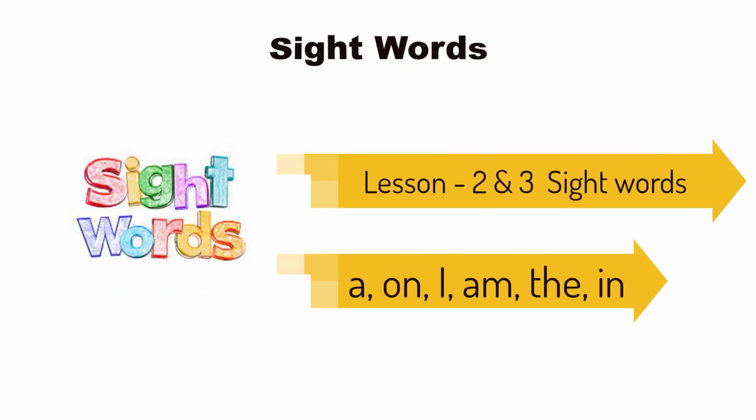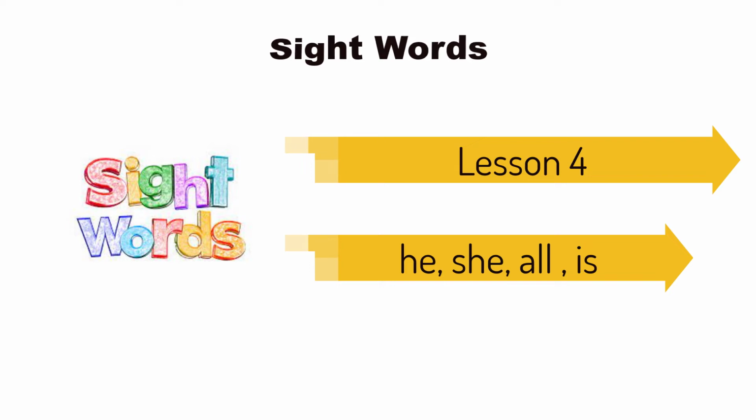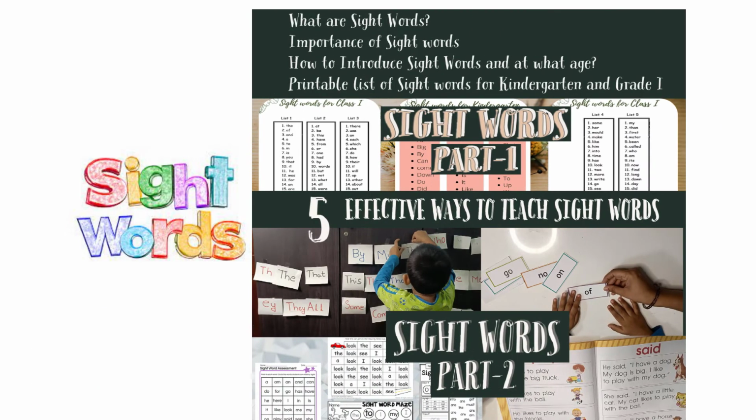Till now we have introduced 6 sight words. In this lesson your child will learn 4 more sight words. They are he, she, all and is. This is a very important topic for fluent reading, so I have made a separate video on sight words. If you want to know how to introduce sight words and how to help your child in memorizing these words, please check my video on sight words. You can find the link for this video in the description below.